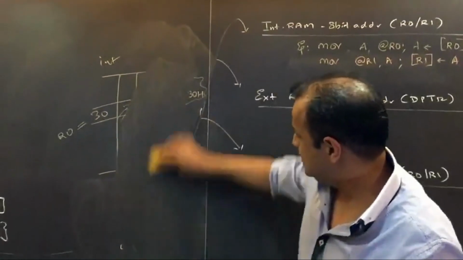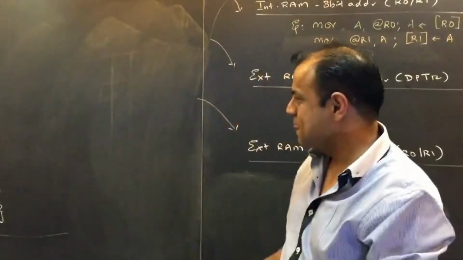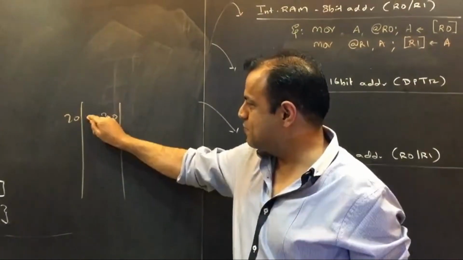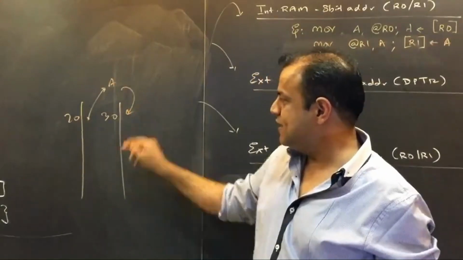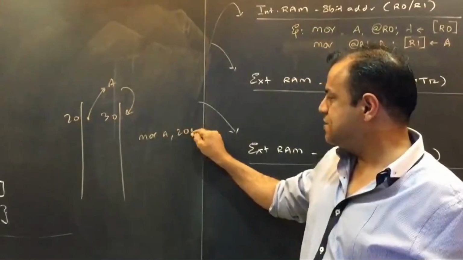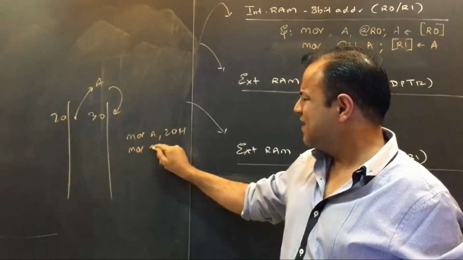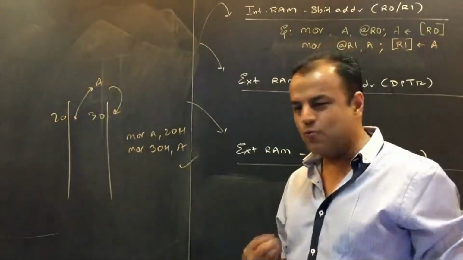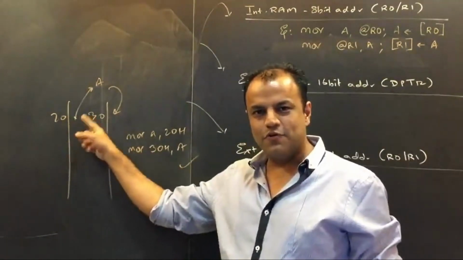So let me ask you one more question now. Come on, look here and answer. This is location 20, this is location 30. Take the data from 20 into A, store it at location 30. Come on: MOV A, 20h, MOV 30h, A. Now this was done using direct addressing mode. Why? Because you want to transfer one number from here to here.